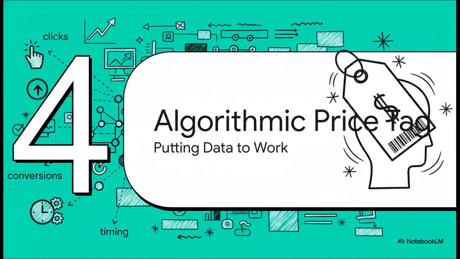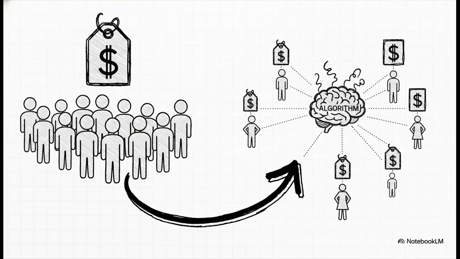So we have these key data points: clicks, conversions, and timing. The final act, the grand finale, is to see how the system synthesizes all of this information to create a dynamic price tag, one that's built just for you. This is the end game of all that data collection. The whole goal is to move away from the old, static, one-price-fits-all model and into this new world of dynamic, personalized pricing, where the price you see is based on the digital breadcrumbs you've left behind.